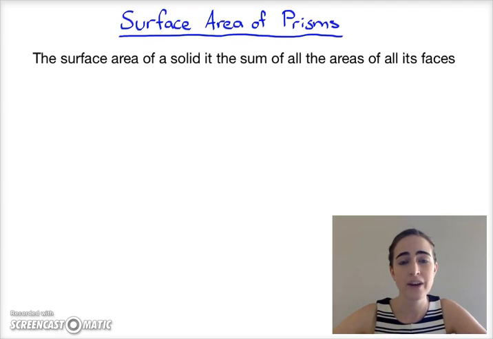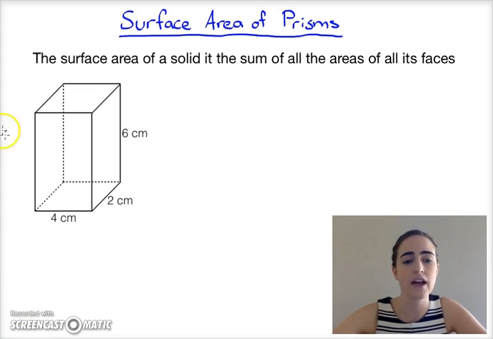In this video, I want to have a look at the surface area of prisms. So the surface area of a solid is the sum of the areas of all of its faces. The first example that I want to have a look at is this rectangular prism. So it's going to have 6 sides, 6 faces.